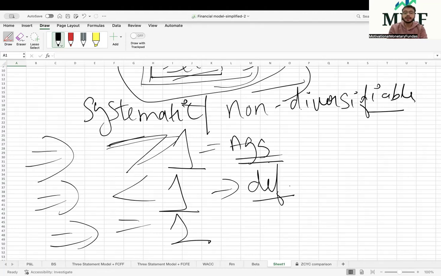ठीक है. तो अगर एग्रेसिव बीटा है, मान लो आपका बीटा होगा 1.4, आपका बीटा होगा 1.3, 1.2, और अगर द बीटा इज डिफेंसिव इट विल बी लेस देन 1, 0.8, 0.9, 0.7, 0.6. एंड व्हेन विल द बीटा बी इक्वल टू 1? द बीटा ऑफ एन इंडेक्स इज ऑलवेज इक्वल टू 1.